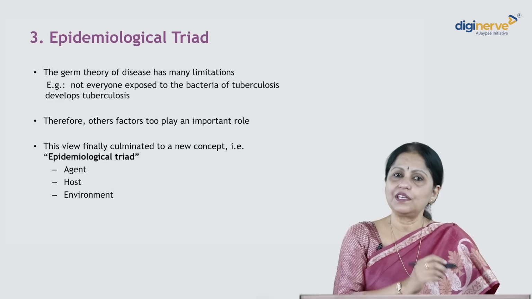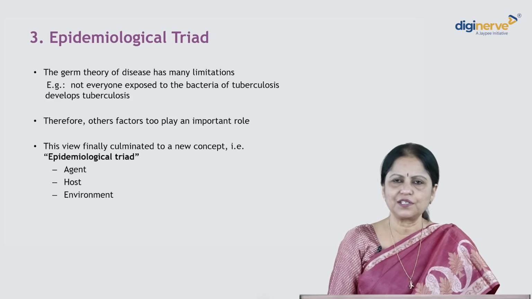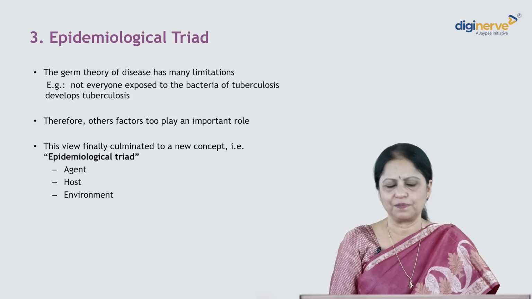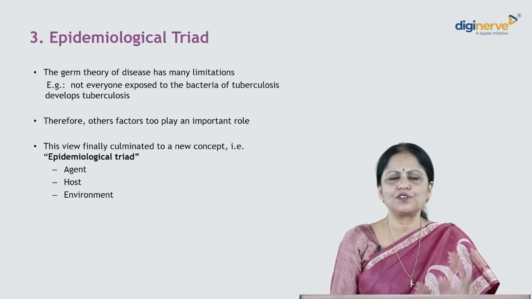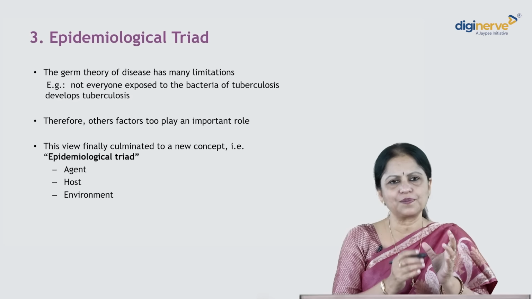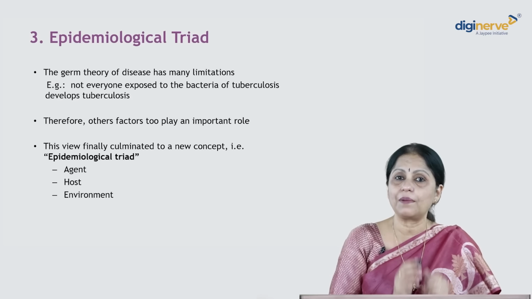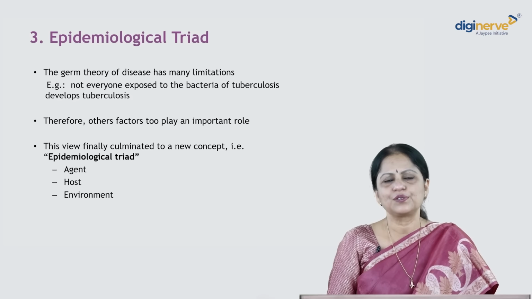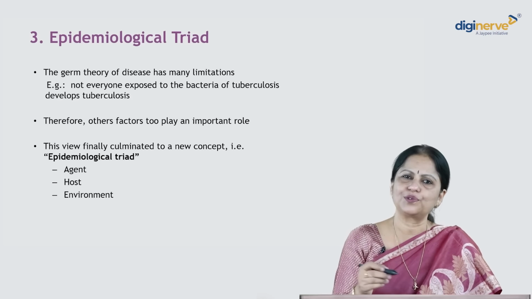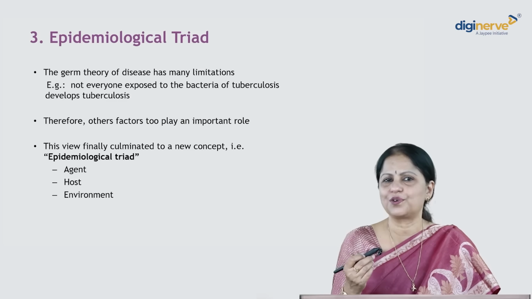The third theory is the epidemiological triad. This came with the ecological concept, because it was understood that it is not only the agent, the bacteria. The bacteria is present in the environment and many people are exposed to that, but only some develop disease. Why so? It was realized that the environment also had a great and important role to play.